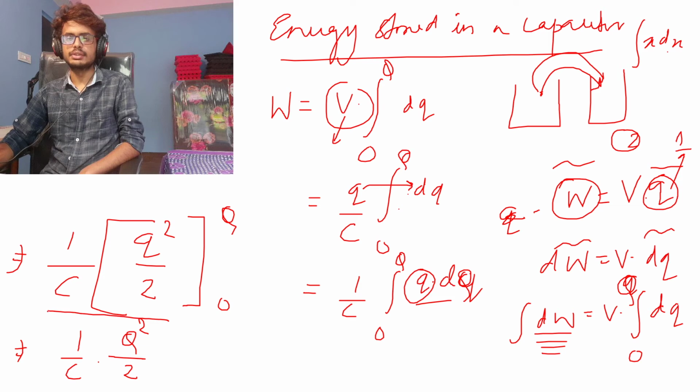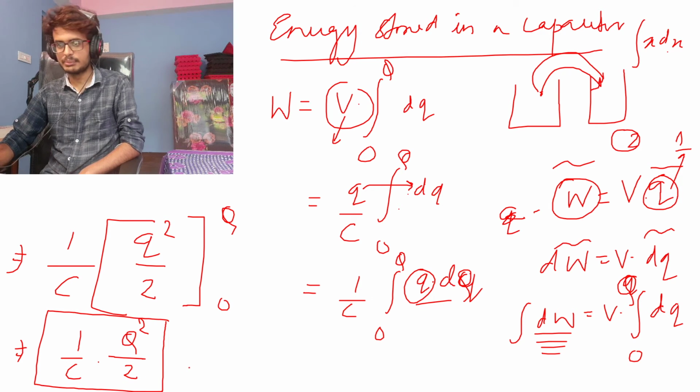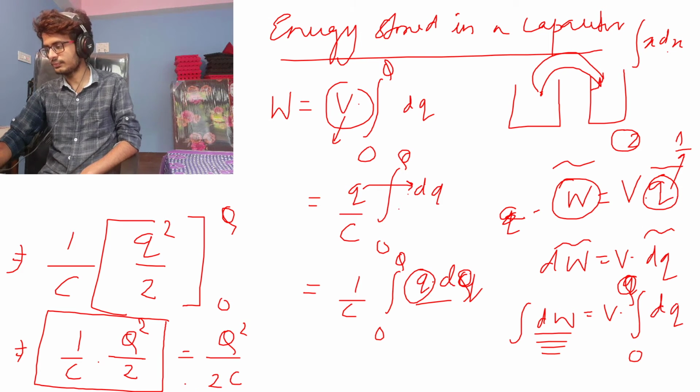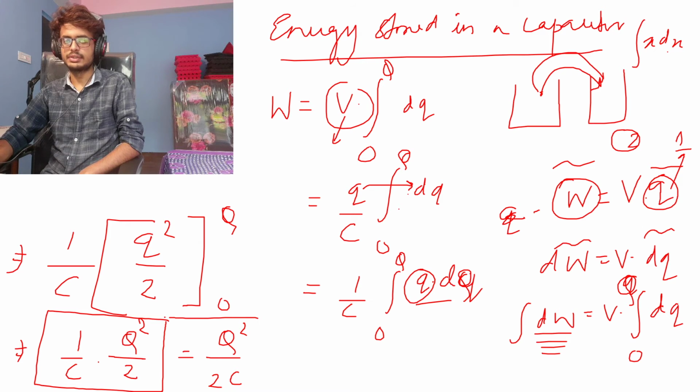So this is the energy stored inside a capacitor, q squared divided by 2C. So you can simply write it as q square divided by 2C. So this is the energy stored inside a capacitor.